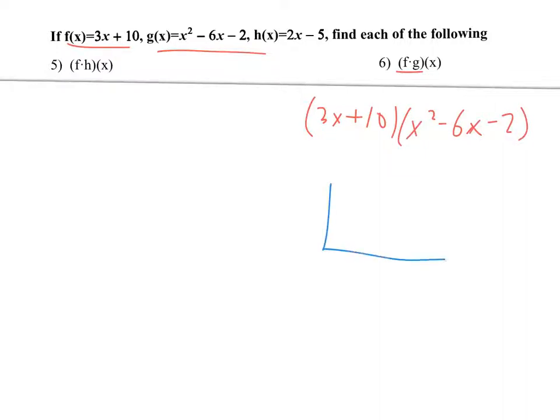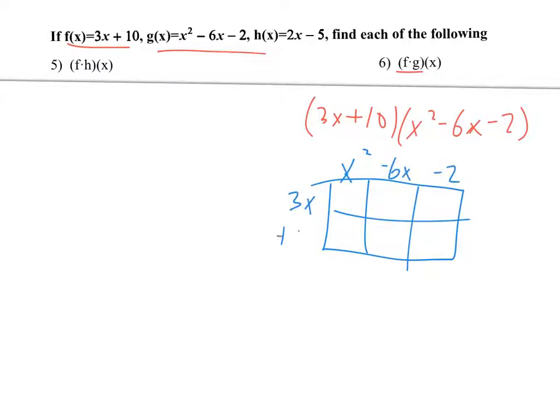Whenever I'm multiplying these, I like to use a box. So we're doing a double times a triple. So we'll do a 3 by 2 box. So we get x squared minus 6x minus 2. And then 3x plus 10 over here. I always like to keep my negatives in front of the thing that they are applying to.